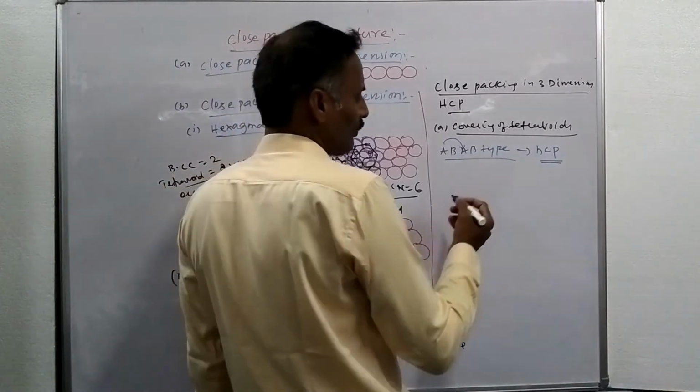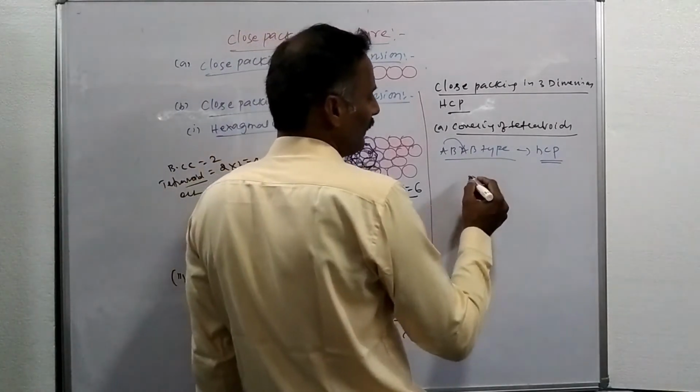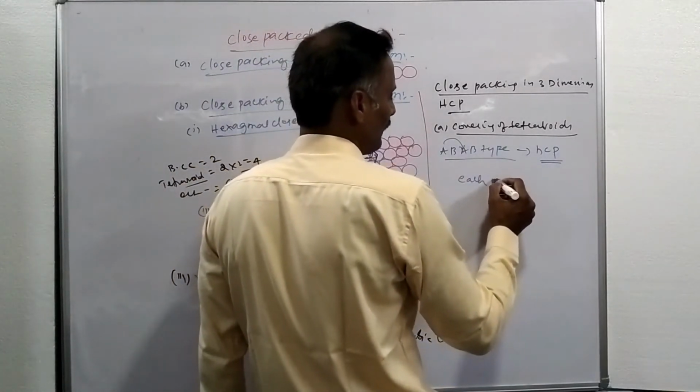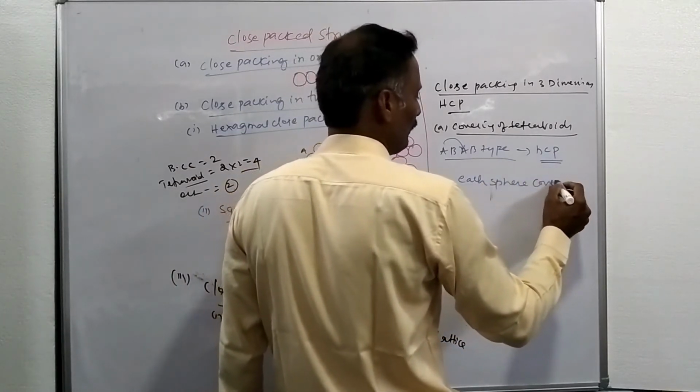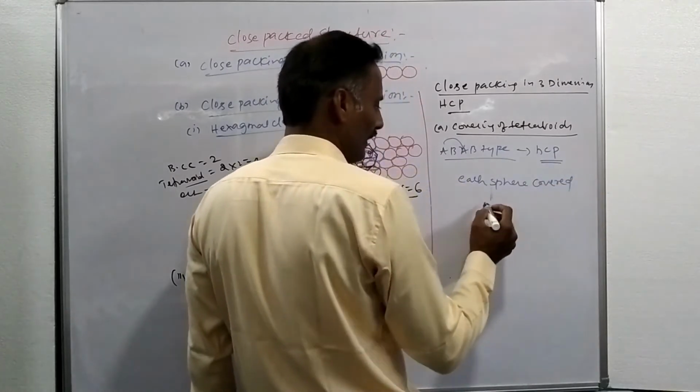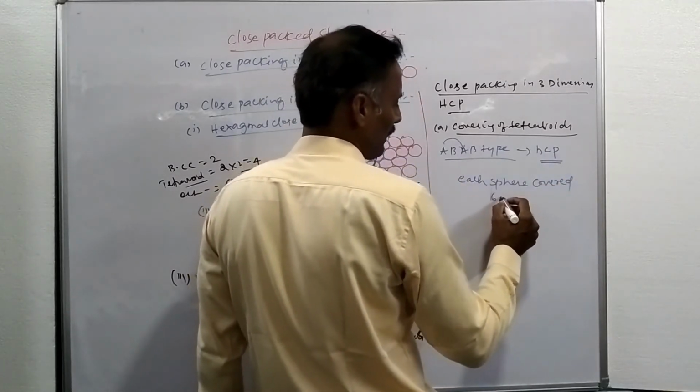In hexagonal close packing structure, in this arrangement, each sphere at the center is covered by 6 neighboring particles.